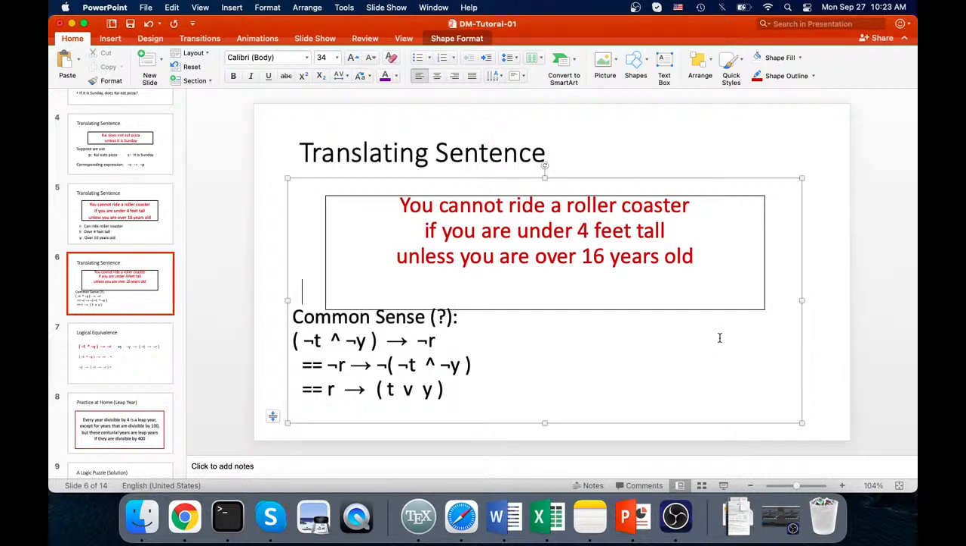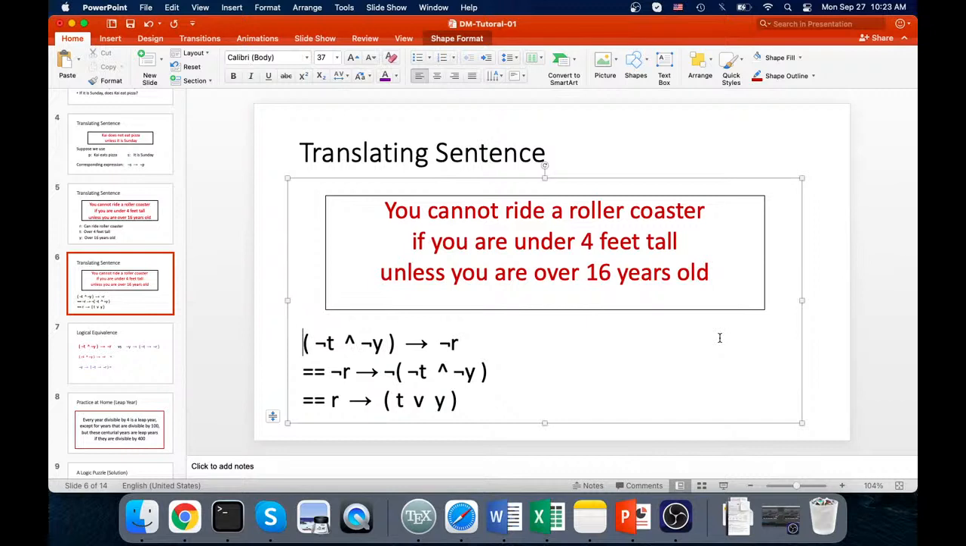So let's see if I can make things better. Okay, so let's focus on this one. We have originally this sentence, and this sentence is of the form: this is the P part, and then this is the Q part. So P implies Q is equivalent to not Q implies not P. So not Q is simply the R part.